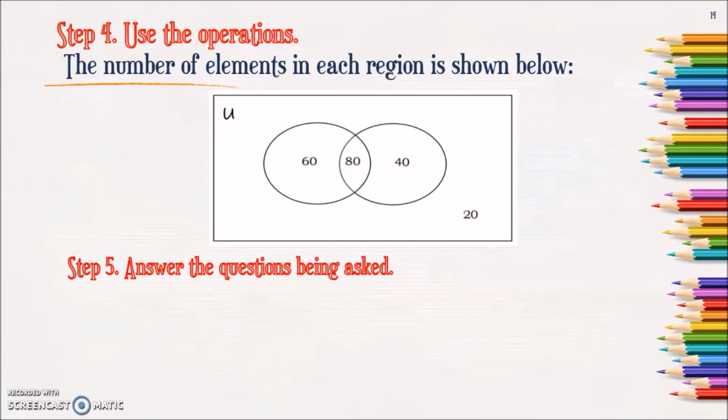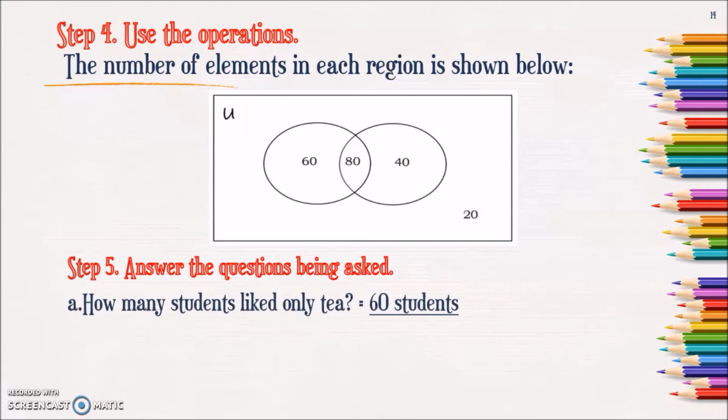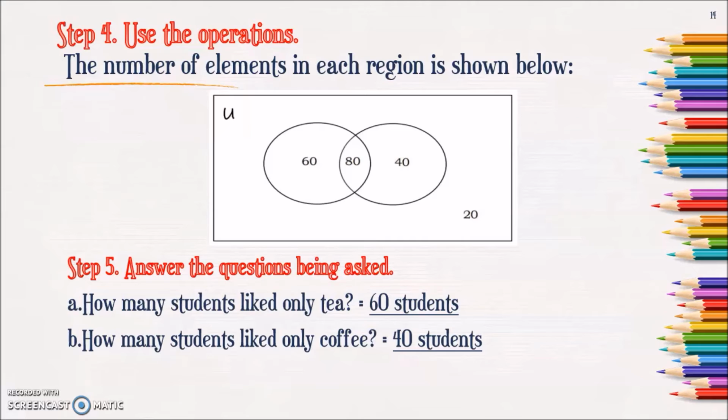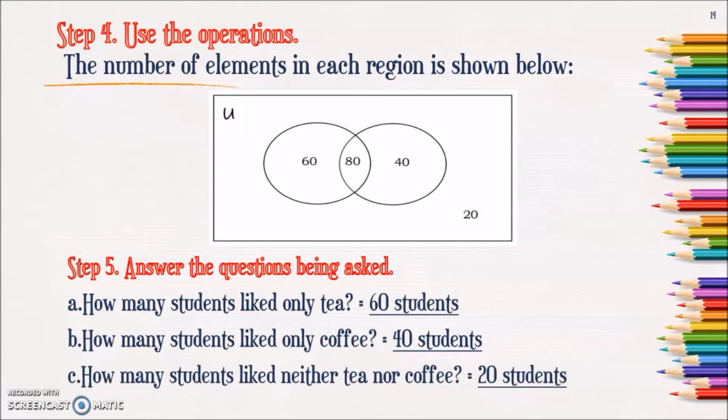So step 5. Answer the questions being asked. Letter A, how many students like only tea? We got the answer of 60 students. Letter B, how many students like only coffee? We have here 40 students. And how many students like neither tea nor coffee? So we have 20 students.